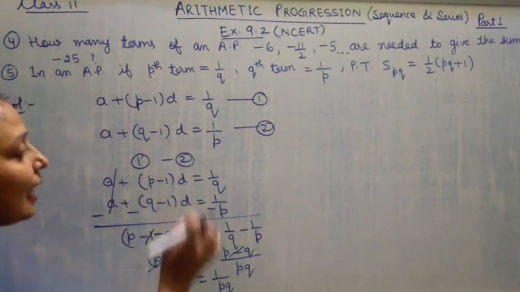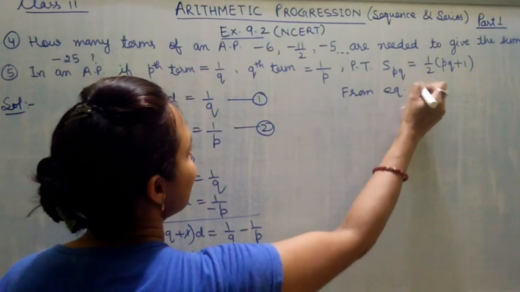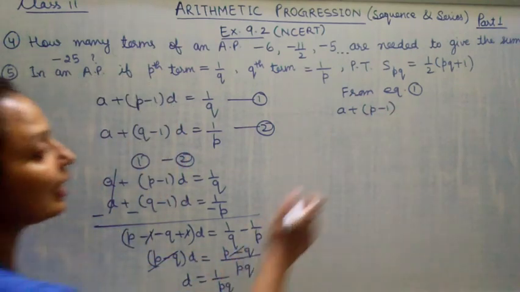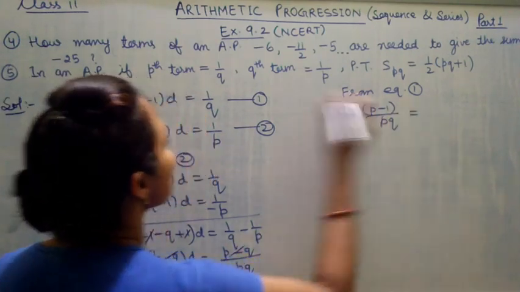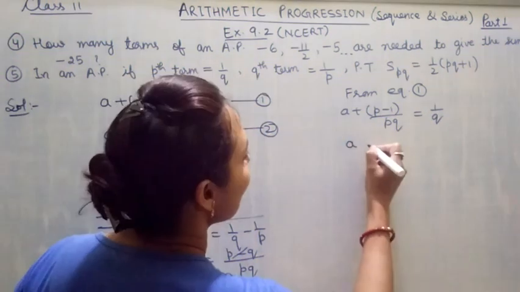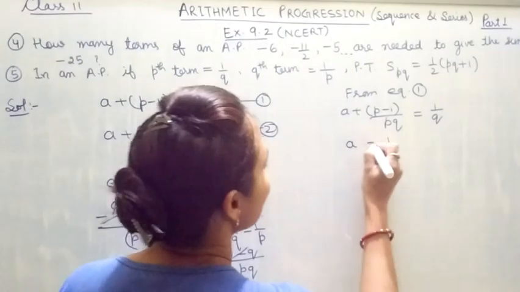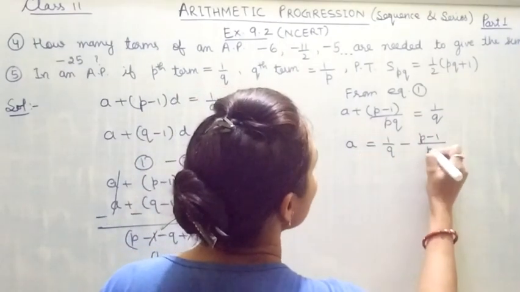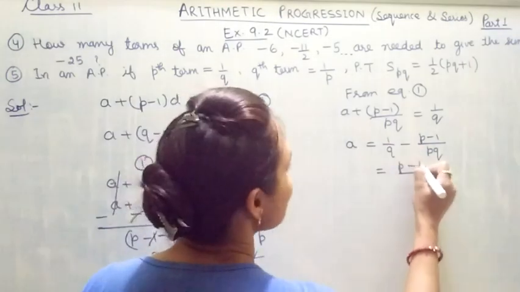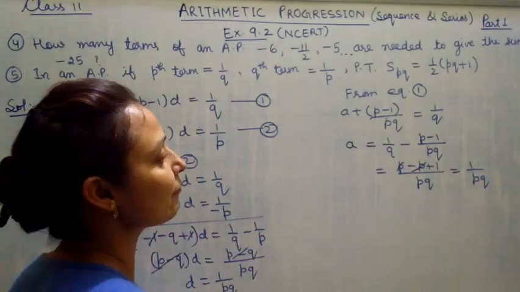I will take this d and put it into the given equation. From equation 1, a + (p - 1) times 1/pq equals 1/q. Next step, I will take this to the right hand side: a equals 1/q minus (p - 1)/pq. I will take the LCM, that is pq. So this becomes (p - p + 1)/pq. The p terms cancel, and 1/pq remains. So both have the same value, 1/pq.